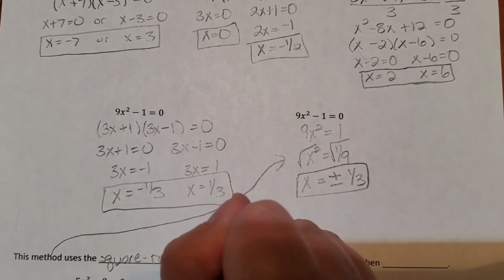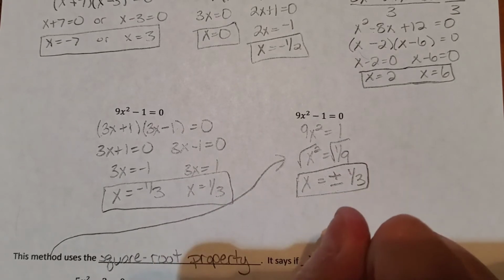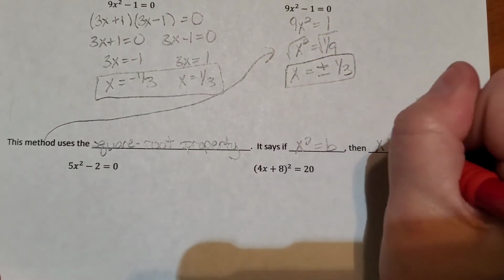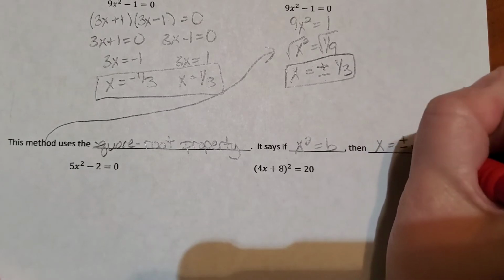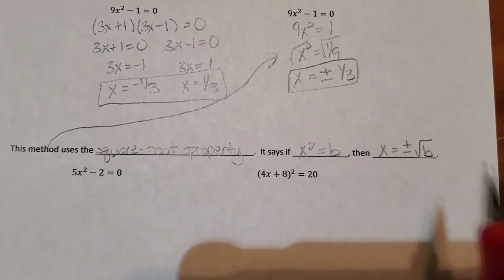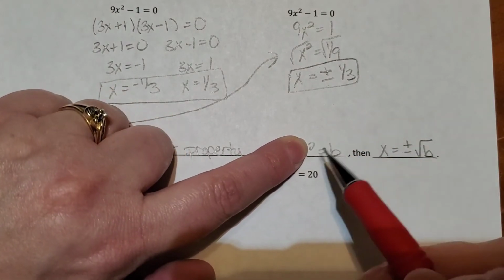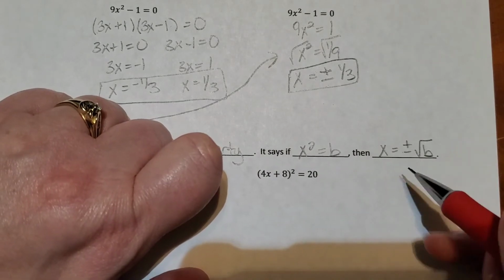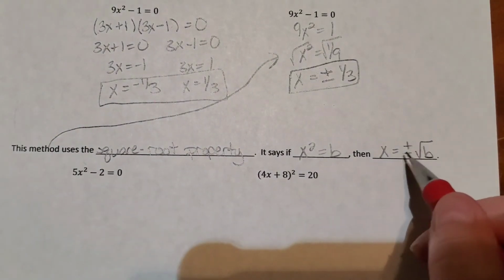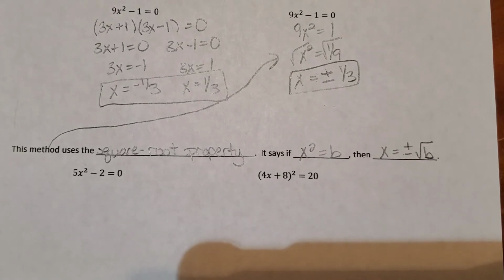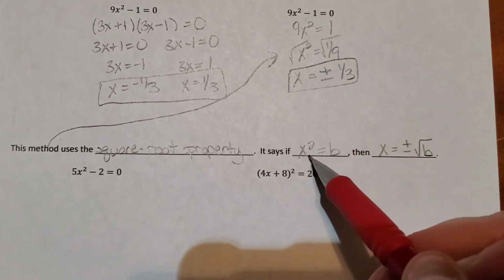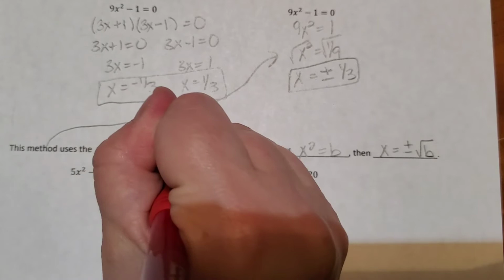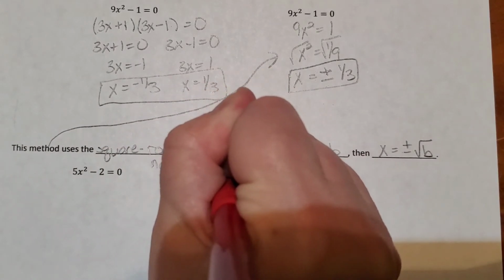The square root property says that if x squared is equal to b, then x is equal to plus or minus the square root of b. So basically, if we have something squared, doesn't matter what that something is, equal to some number, we can take the square root of both sides, and so we get that that something is equal to plus or minus the square root of that number. Notice this works when we don't have that middle term. We didn't have the bx term here. And so it works when we have no bx term, no middle term.